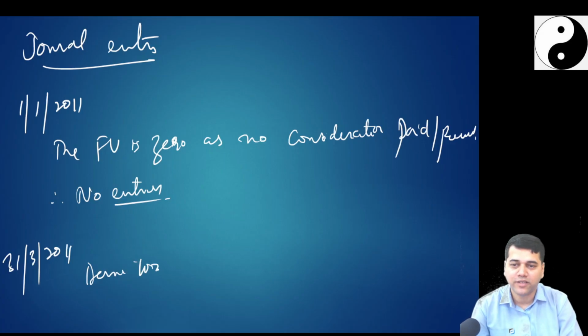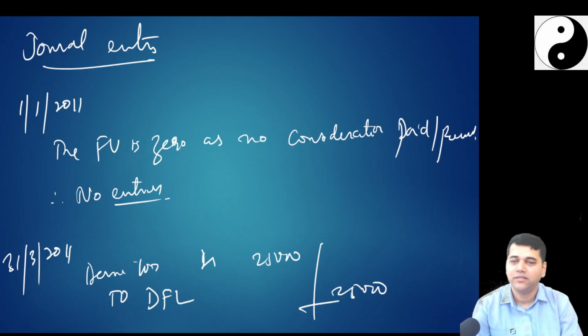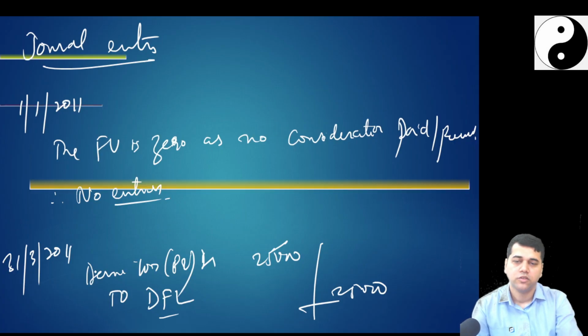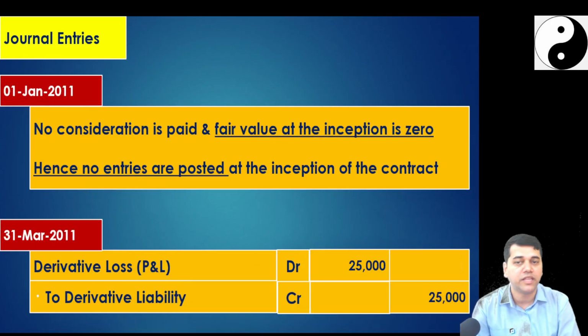Derivative loss account debit to derivative financial liability. How much? 25,000. Simple entry, no? Derivative financial liability. Derivative loss, P&L. And why P&L? FVTPL. Why 25,000? They only told me. This is MTM. Yes, clear? So I pass this particular entry in the exam with narrations. Here I am not going to give the narration. Done? Okay.